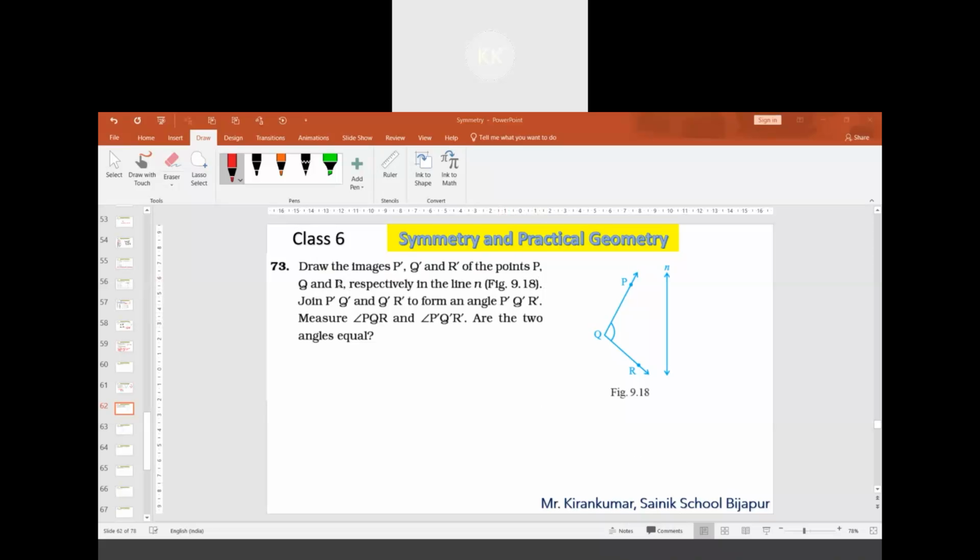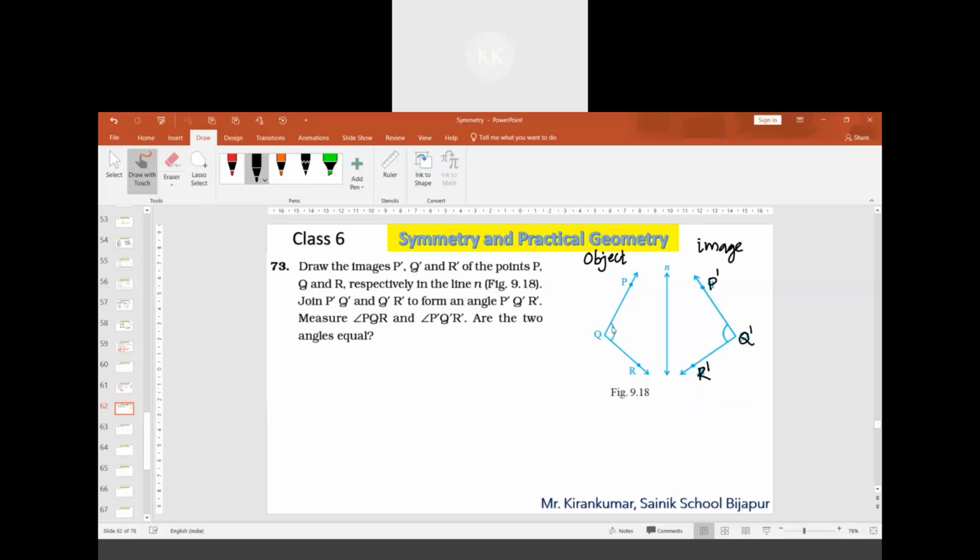Suppose I make a mirror image of this. It should be flipped like this, correct? When you flip it, it looks like this. It's a mirror image. This point is P dash. This right point is Q dash. This point is R dash. Right? This becomes the image. This becomes the object.